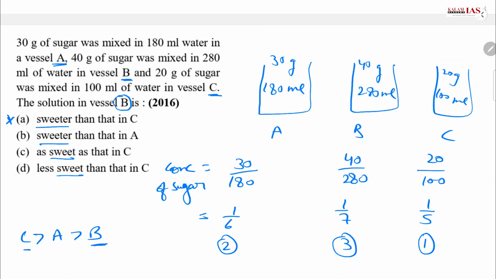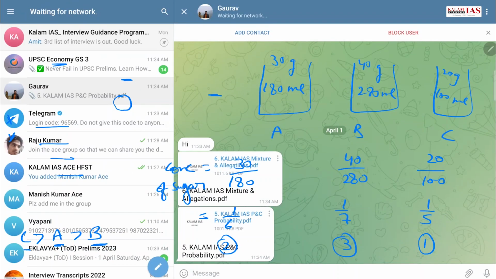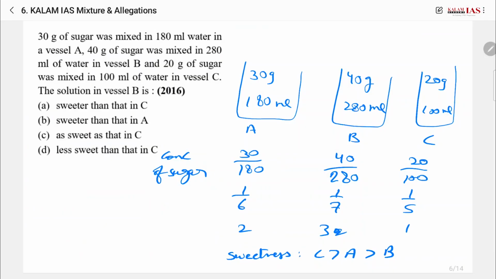It is saying B is sweeter than A. Again, this is also wrong because A is sweeter than B. Now it is saying B is as sweet. Coming to option C, it is saying B is as sweet as C, but again we can see B is less sweet than C. And D option is saying less sweet than in C. Now this is correct because C is the most sweet and B is less sweet than C. So answer will be option D.